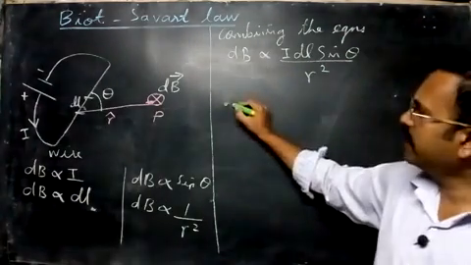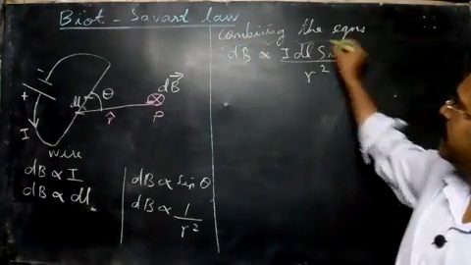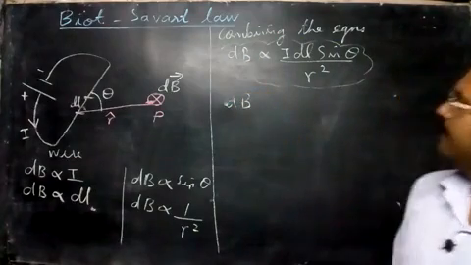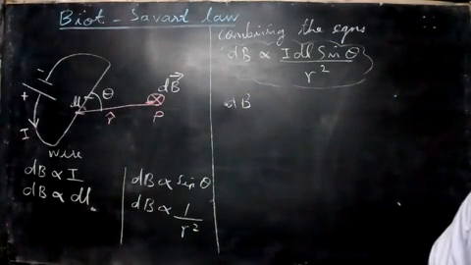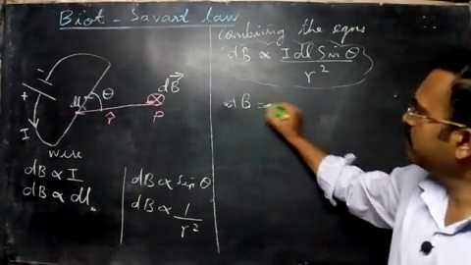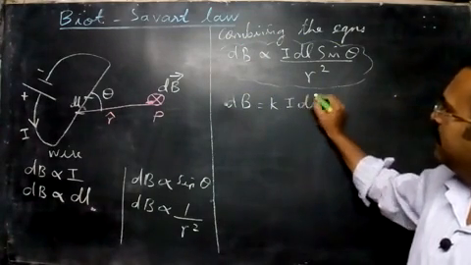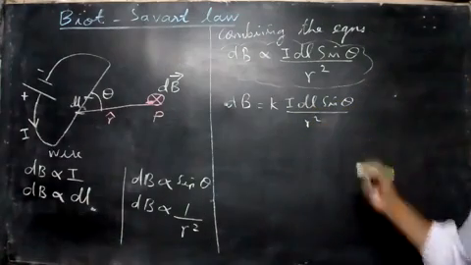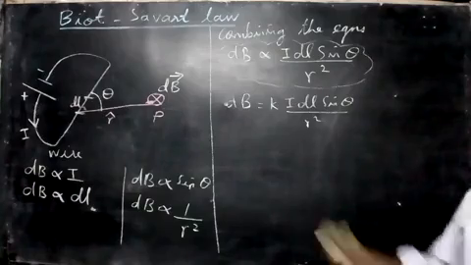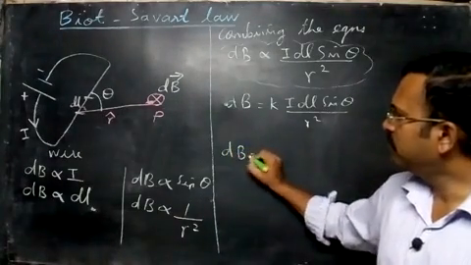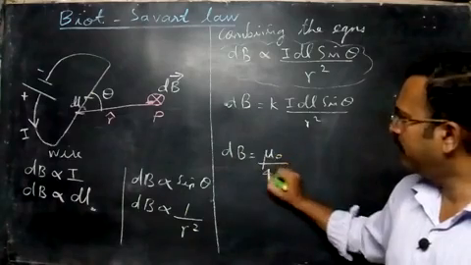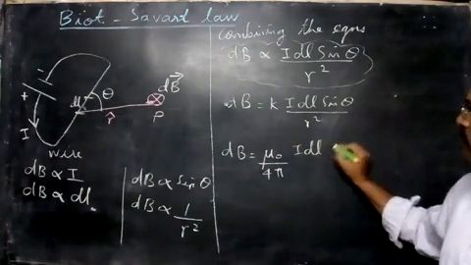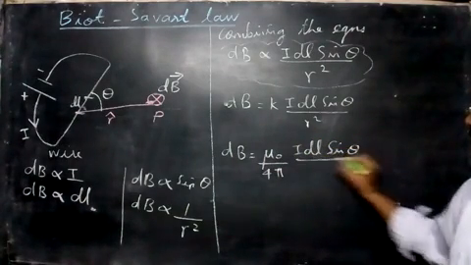Now we can take this as a final equation, one of the equations here. Now you must remove the proportional sign, so we put an equal to sign and a constant here. So dB is equal to constant k into I dl sine theta by r square. The value of k is mu naught by 4 pi, and we will substitute that here. So dB is equal to mu naught by 4 pi into I dl sine theta by r square.